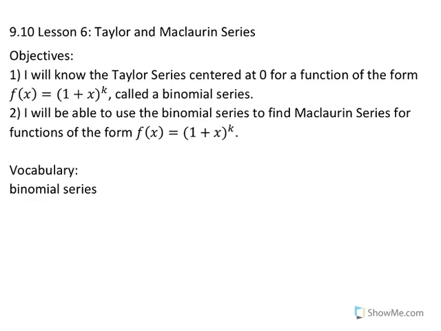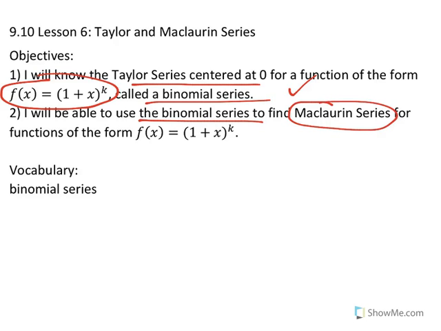9.10 Lesson 6, Taylor and Maclaurin Series. Our objectives for today's lesson are: you'll know the Taylor series centered at 0 for a function of the form f of x is equal to (1 plus x) to the k, called a binomial series. And once we know that, you'll be able to use the binomial series to find Taylor series centered at 0. We call those Maclaurin series for functions of the form f of x is equal to (1 plus x) to the k. Vocabulary: binomial series.